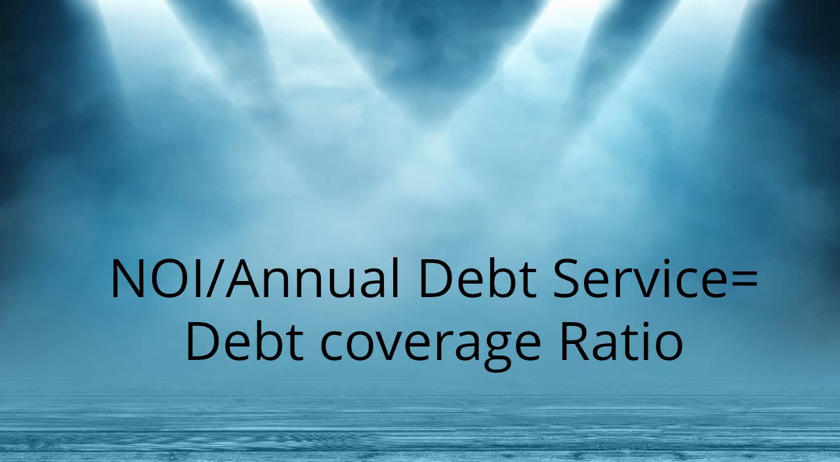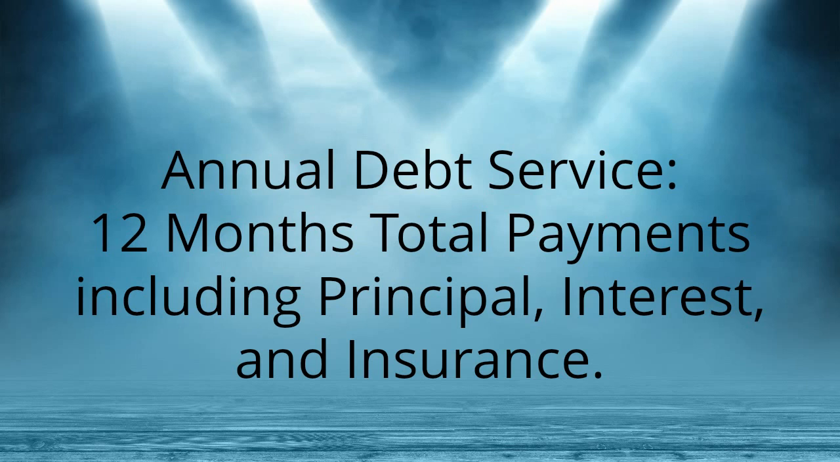So how do you figure the DSCR? It's the annual NOI divided by the annual debt service, which would equal the debt service coverage ratio. So how do you figure the annual debt service number? It's simple. You just add 12 months of your debt service payment. That payment would include principal, interest, and insurance, which would give you the annual debt service number.